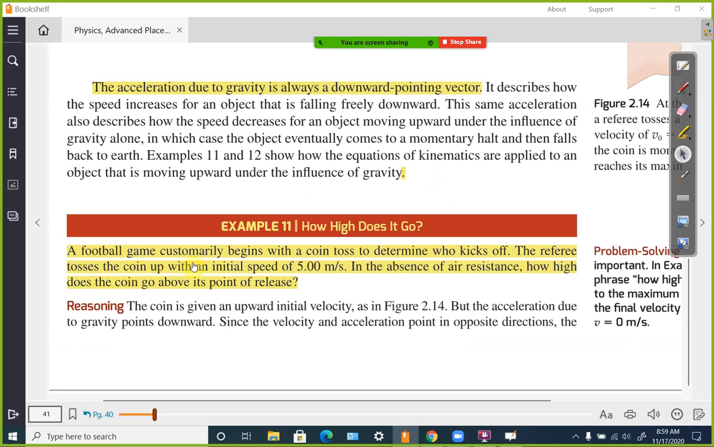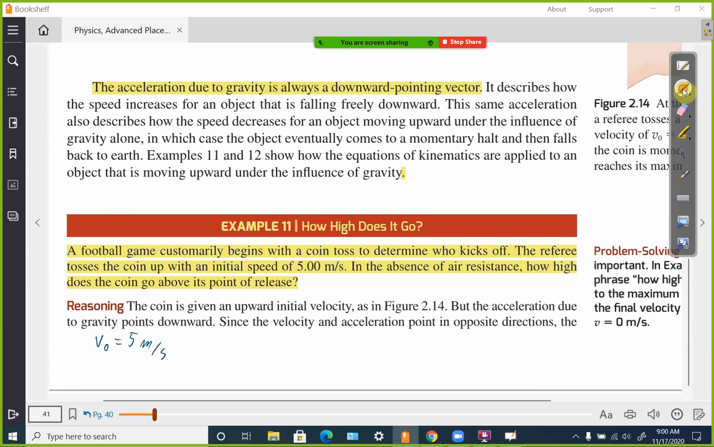Because as we look at this, it says a football game customarily begins with a coin toss to determine who kicks off. The referee tosses the coin up with an initial speed of 5 meters per second. In the absence of air resistance, how high does the coin go above its point of release? Tell me some of the things that we know here. V sub 0 is 5 meters per second. I would agree.